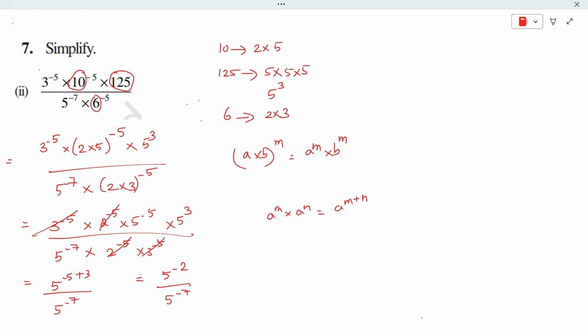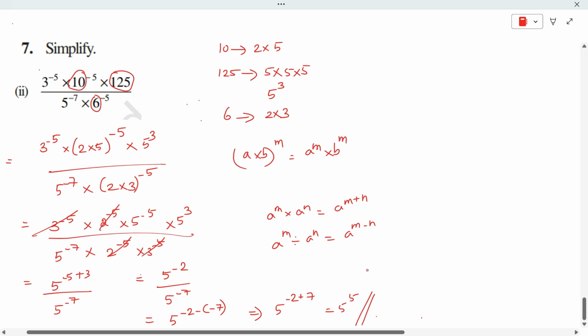Now again, which law of exponent can I use? I can use the quotient law of exponent, isn't it? The bases are same and the powers are different. So I can subtract the powers when it is in division. So I'm going to subtract the powers, minus 2 minus of minus 7. So which gives my answer as 5 power minus 2 plus 7, which is 5 power 5. If the question is to evaluate, then I have to multiply 5 by itself 5 times and then give the product as the answer. Since it is simplification, I can just write in terms of positive exponent.